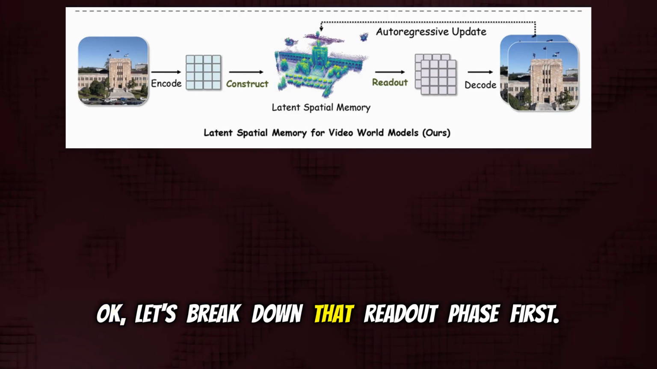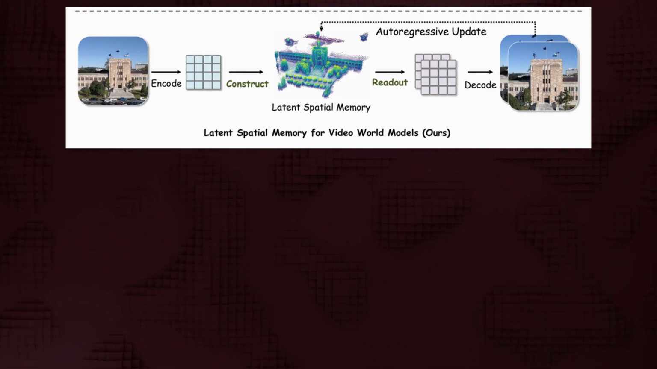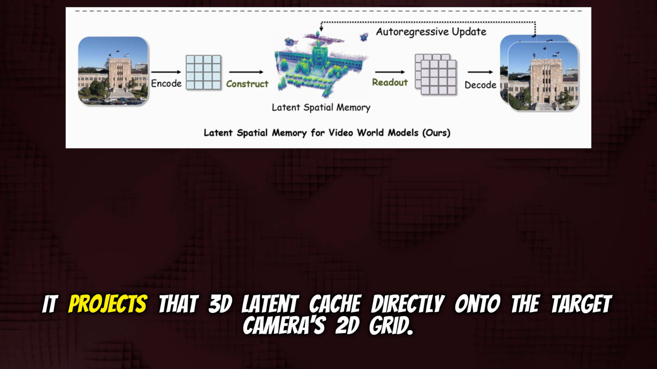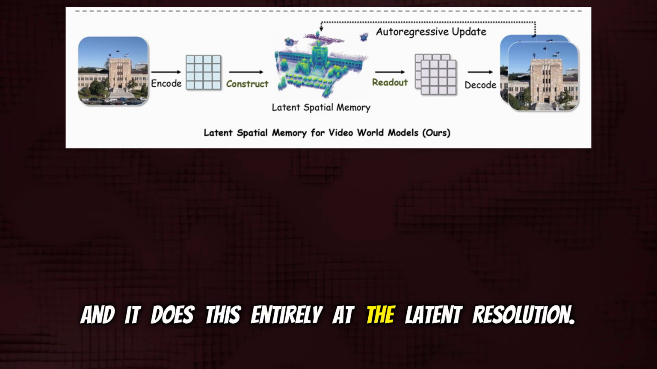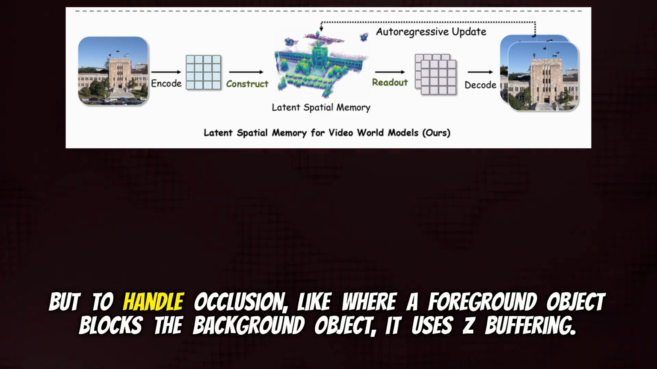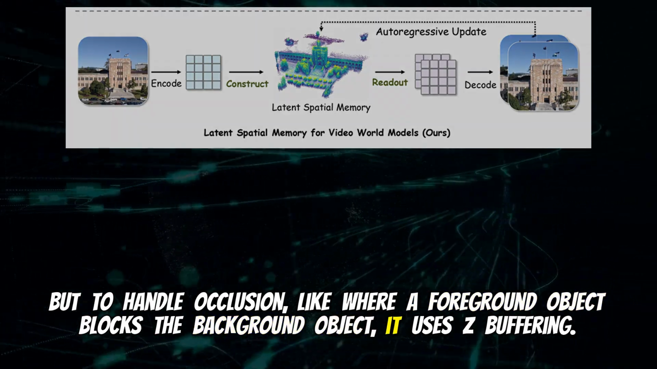Okay, let's break down that readout phase first. When the model needs to generate the next sequence or chunk of video from a new camera trajectory, it queries the 3D latent memory. It projects that 3D latent cache directly onto the target camera's 2D grid, and it does this entirely at the latent resolution. But to handle occlusion, like where a foreground object blocked a background object, it uses Z-buffering.